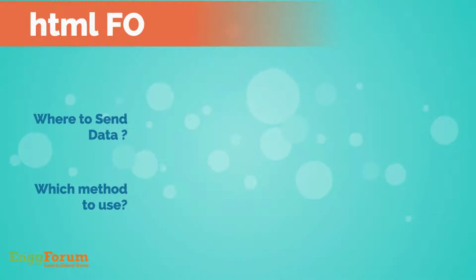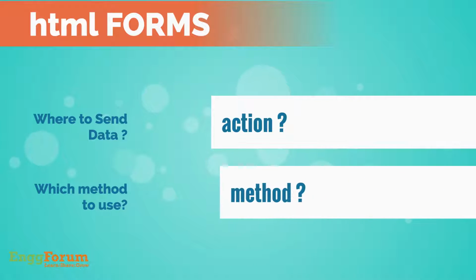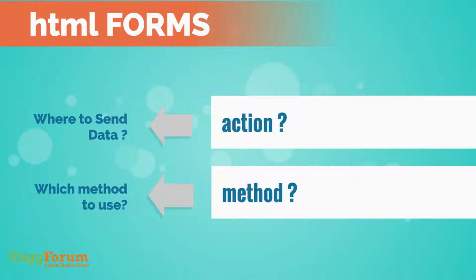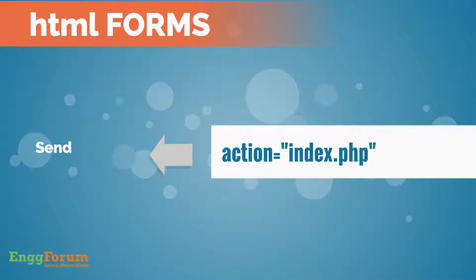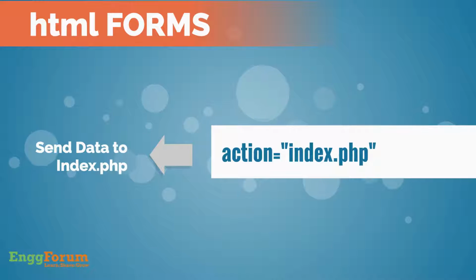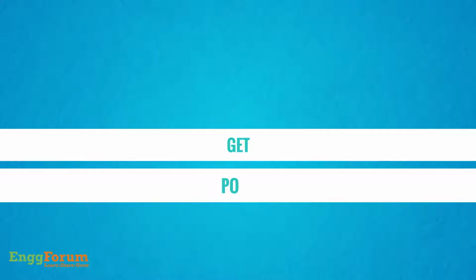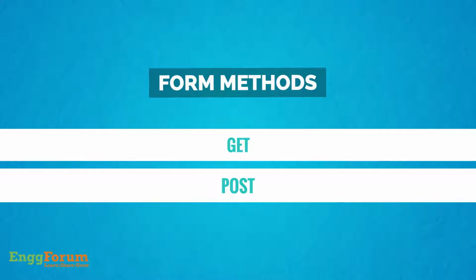Now, form elements have two important attributes, which are 1. Action and 2. Method. Once the user has entered data, the script for processing them will be available in the file given in the action attribute. Frequently used request methods to send data to the server or to request data are 1. Get method and 2. Post method.